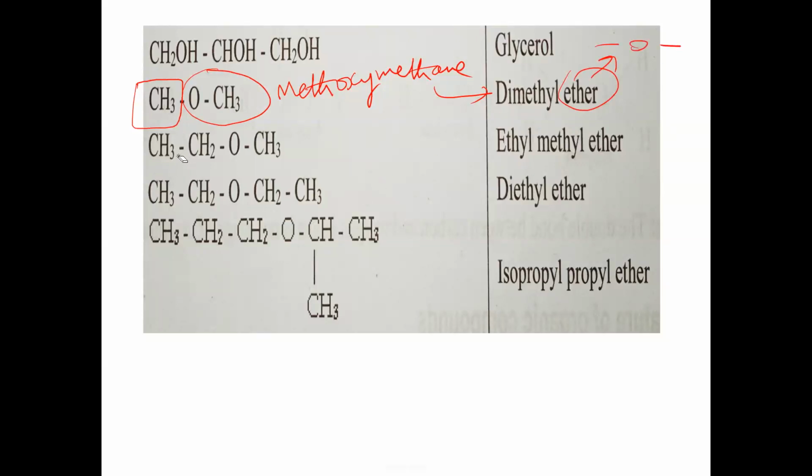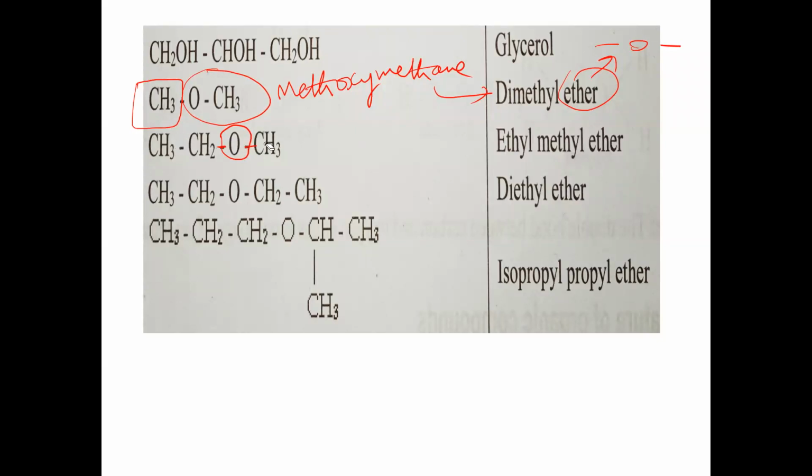Next, take another example. In this third example, again the functional group is available. So what is the functional group here? Bond O bond is the functional group here. It is ether. Now on the left side of this O, what is there? Ethyl, C2H5 is there. Right side, what is there? Methyl is there.